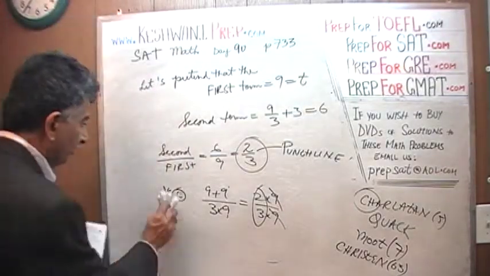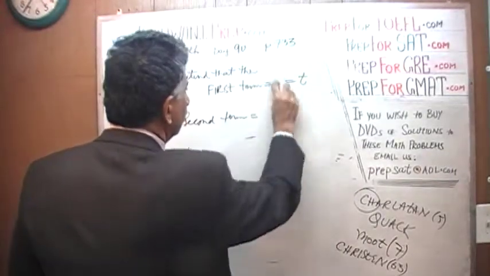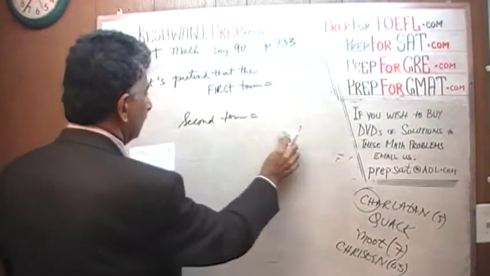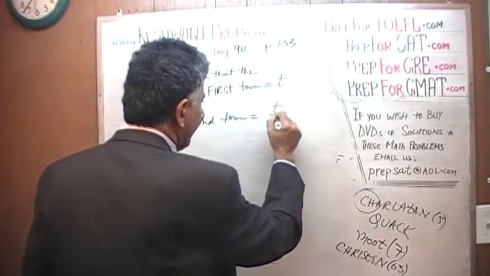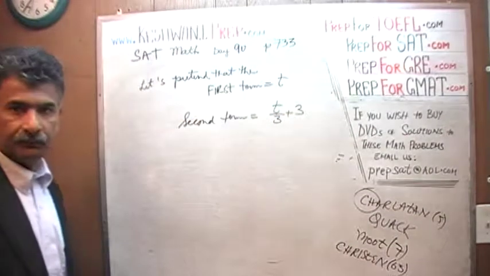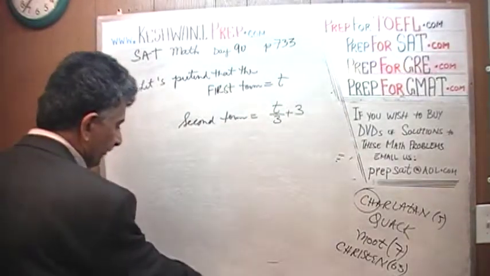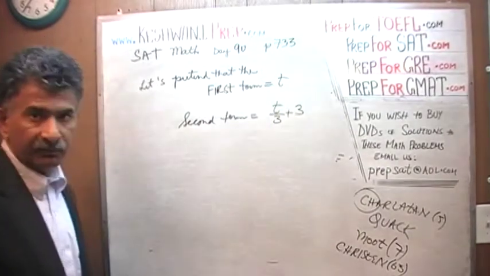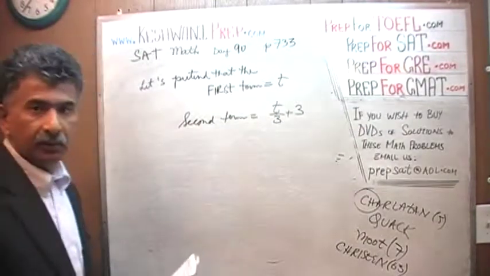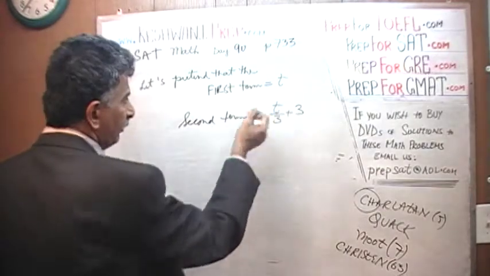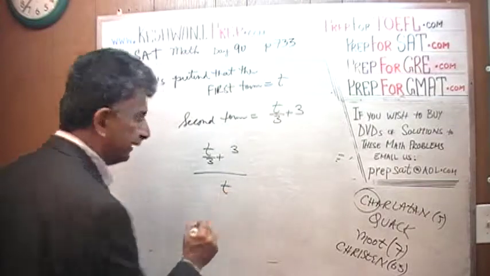And the algebraic way will go something like this. The first term we are told is t. Therefore, the second term is going to be, we take a third of that and we add 3 to it, because it's 3 more than the third of the preceding term. The first term is t, then the third of that is going to be t over 3. And it's 3 more than that, so we add 3 to it. And we just look for the ratio. Ratio of second term to first term, so it's t over 3 plus 3 over t.